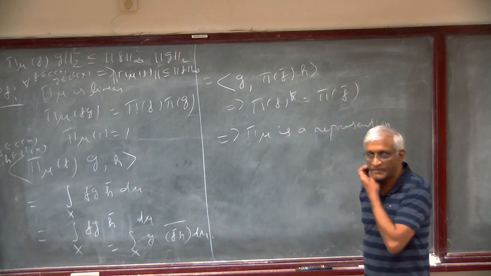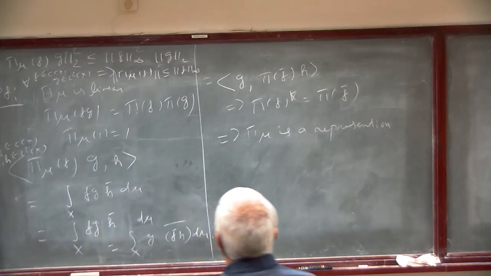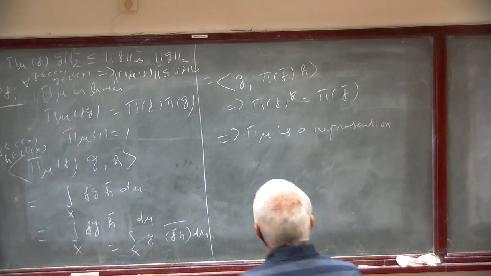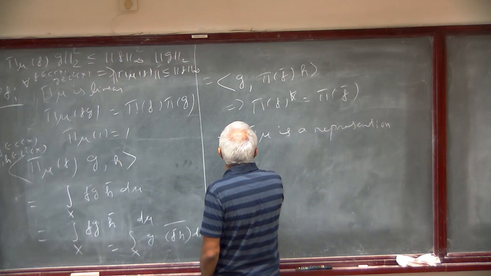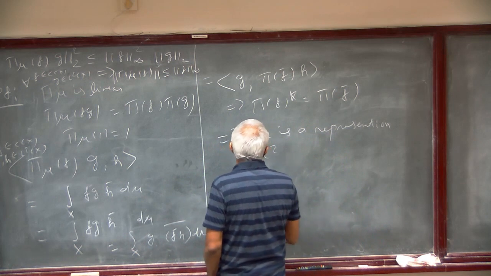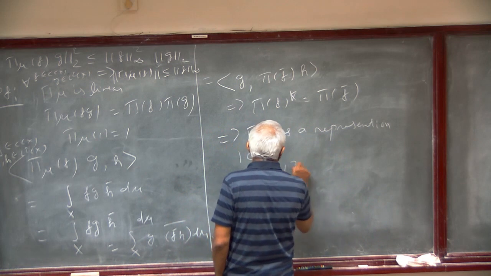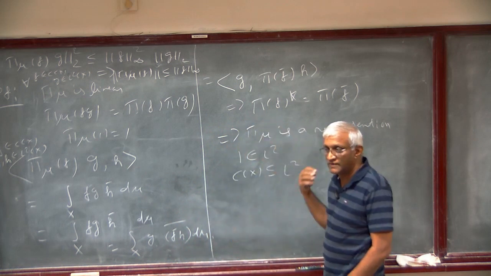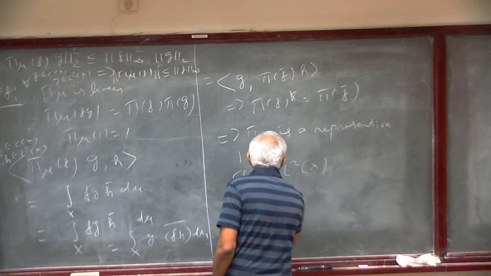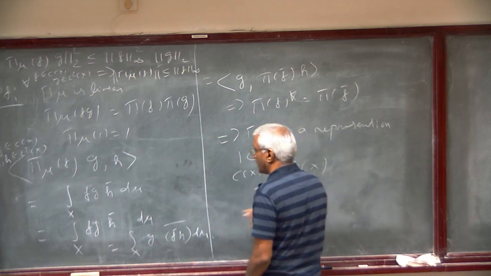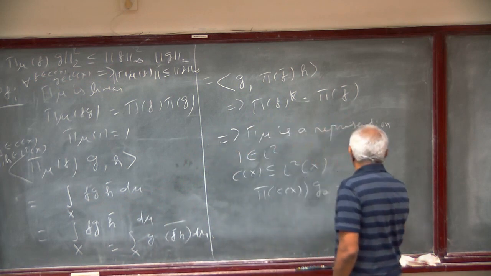So this is a multiplication representation. When given a measure, we can define this representation. And so 1 is in L². All C(X) is in L². All C(X) is bounded functions and they are integrable. Now π(C(X)) acting on whatever I called it, g₀, g₀ is the one function, is equal to C(X).